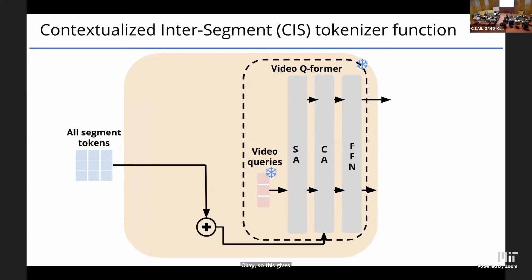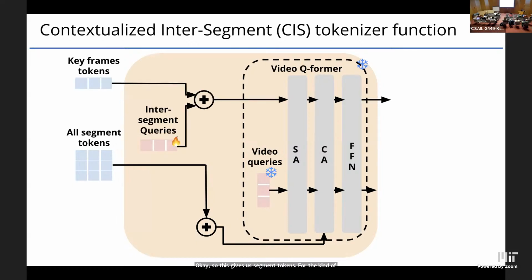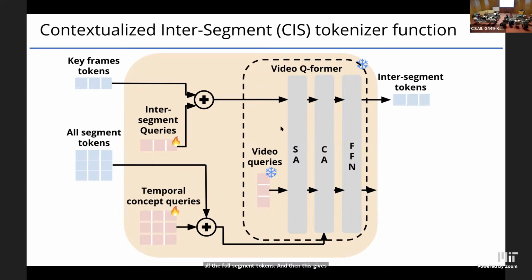For the higher level piece of this, we do the same thing. We take the Qformer as is and just train intersegment queries now, a different set of learned prompts, and then additional concept queries that are added to all the full segment tokens. This gives us the intersegment tokens, which summarize over all the segments. Again, most of the parameters here are frozen, just these queries are learned. So it's a low number of parameters that we'll be learning, but it will be quite effective.